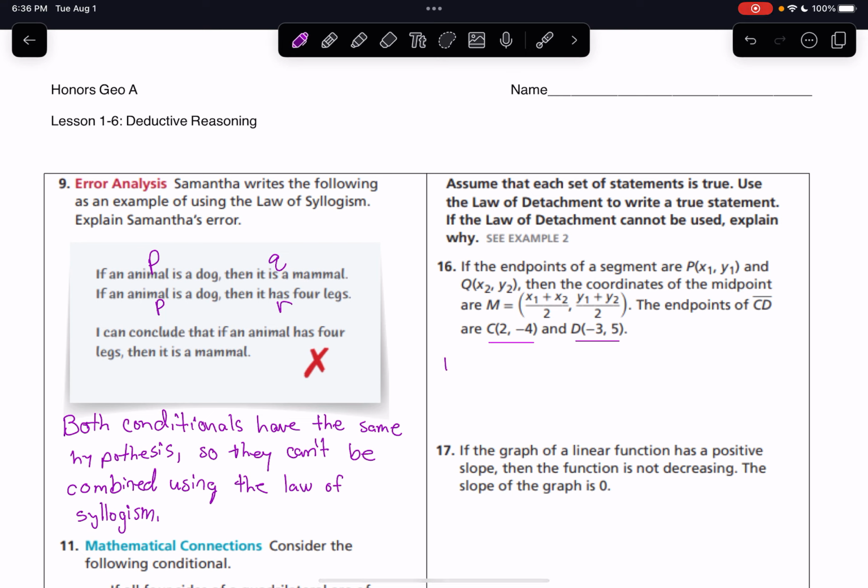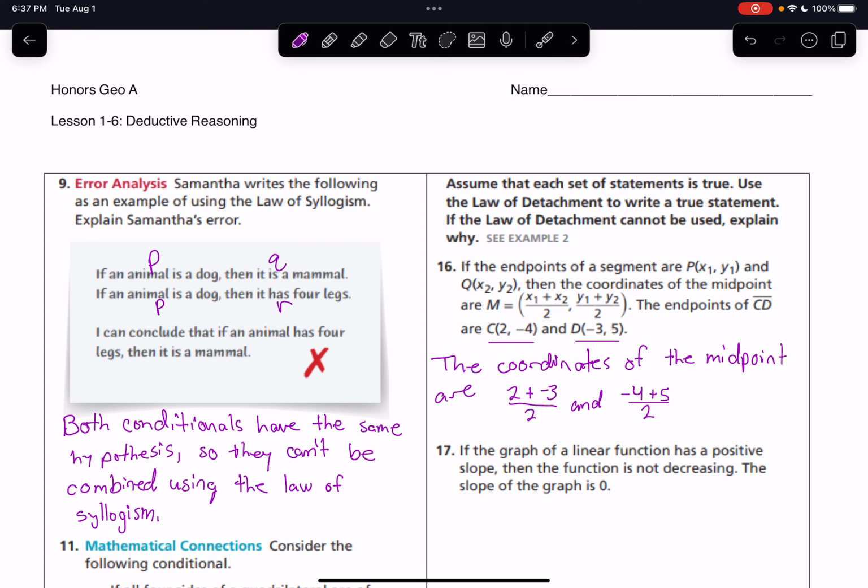So we can conclude that the coordinates of the midpoint are, and then we do x1 plus x2 over 2, you know this, 2 plus negative 3 over 2, and negative 4 plus 5 over 2, and then we can simplify that and say it ends up being negative 1/2, comma 1/2. There you go.